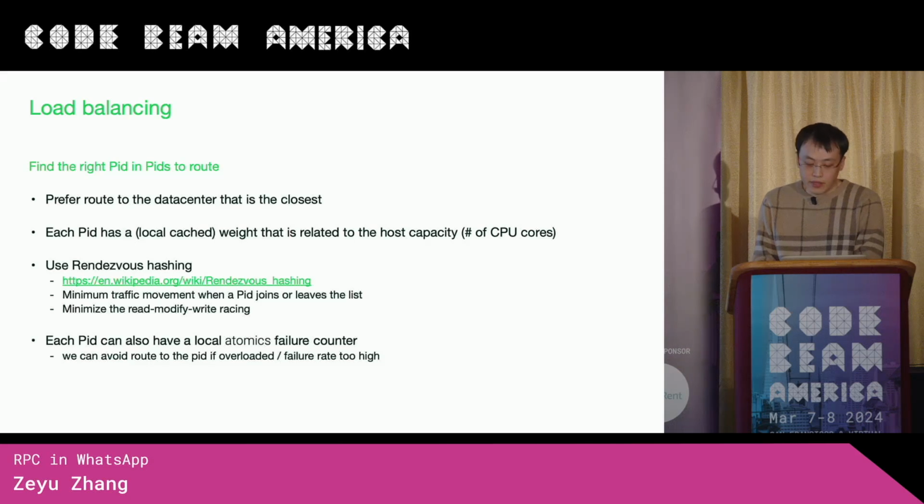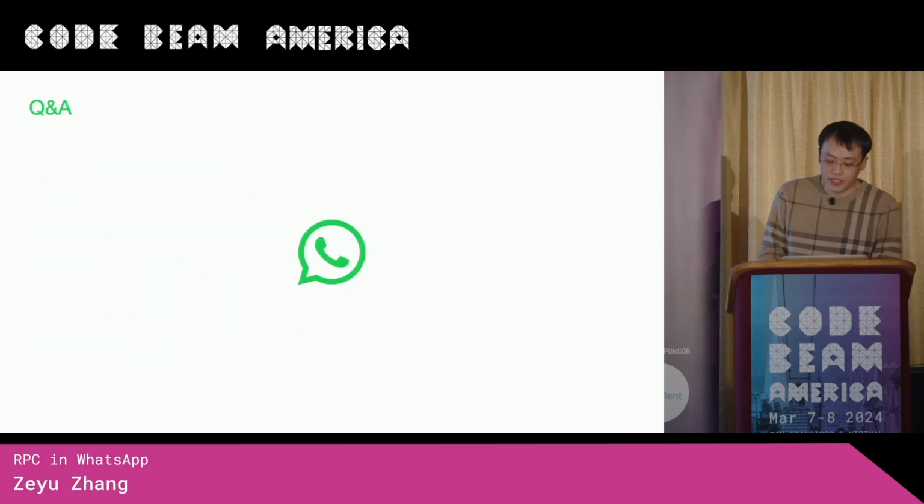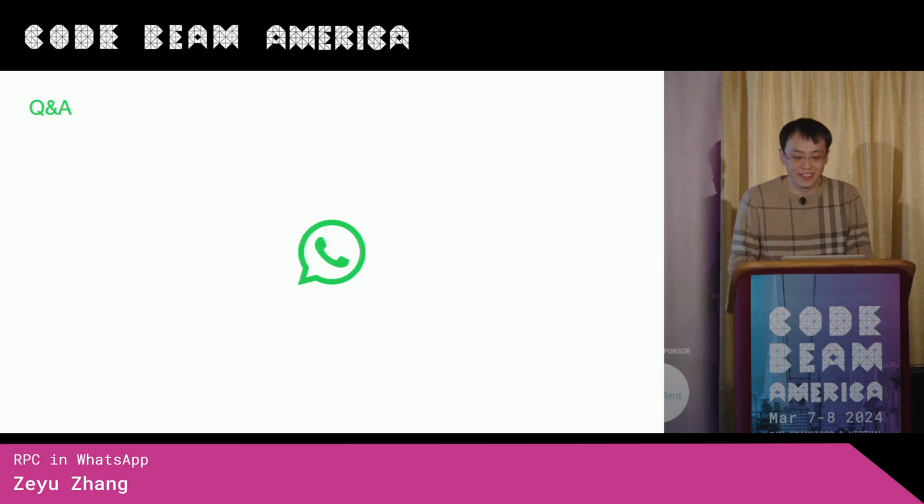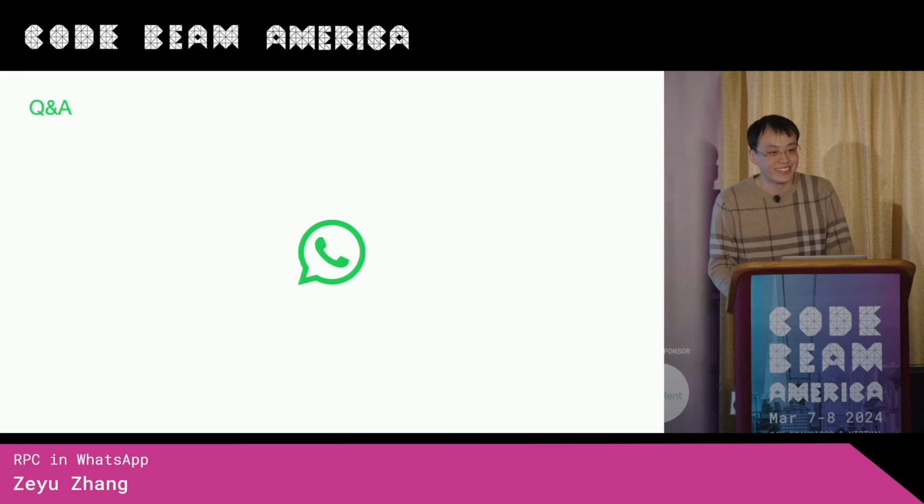In addition, each PID can also have a local atomic failure counter. We can avoid routing to the PID if the server is overloaded or the failure rate is too high, by reading the atomic counter. So yeah, that's all I would like to share today. I know it's very dense, but I have too much to share with you. Any questions?